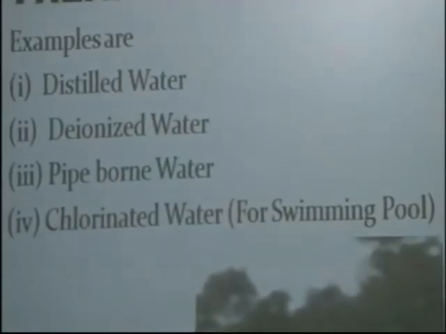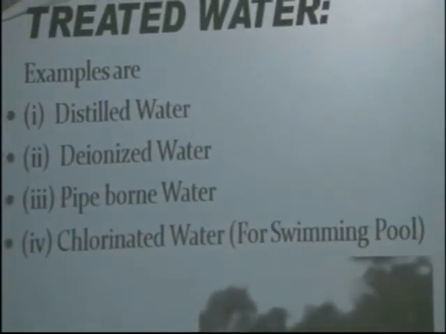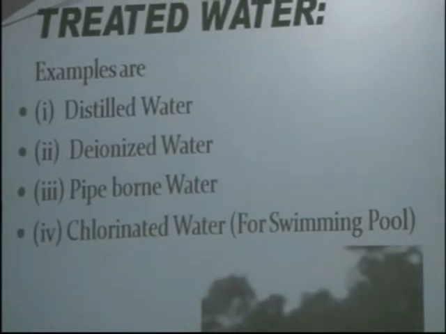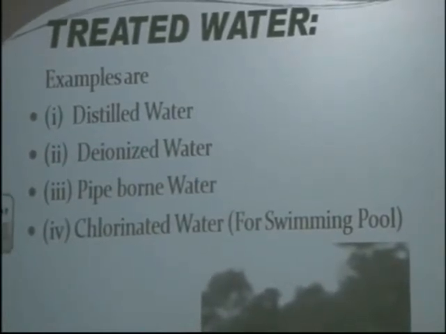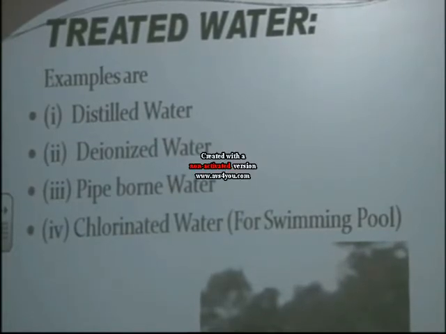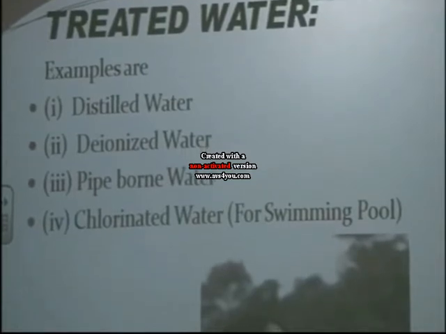And let us look at treated water. Not all the sources of water that you see are good for our use. Some are not. For instance, you cannot just go to the stream and collect water and be drinking it. You cannot just go to a pond and collect water and be drinking it. Sometimes we need to treat water, and there are different forms of treated water. We have 4 examples here.